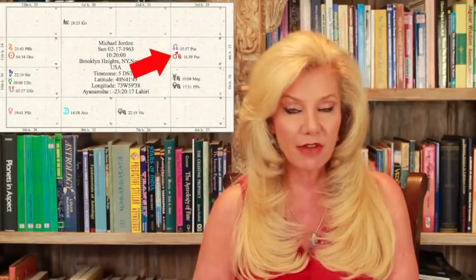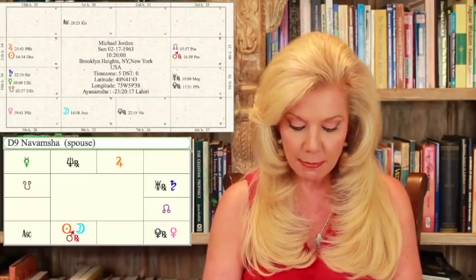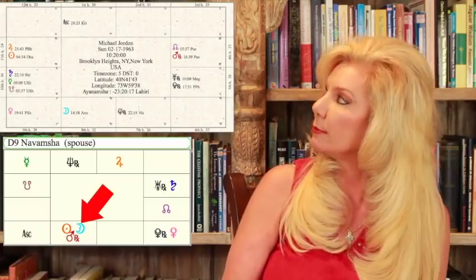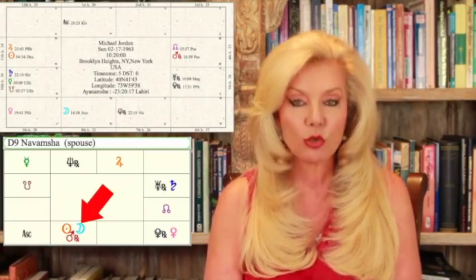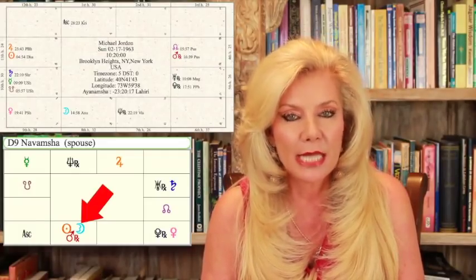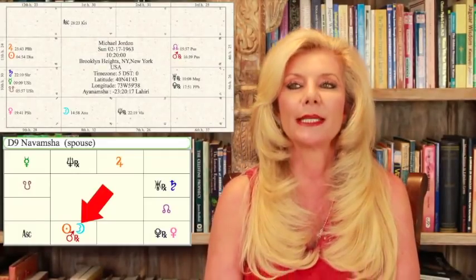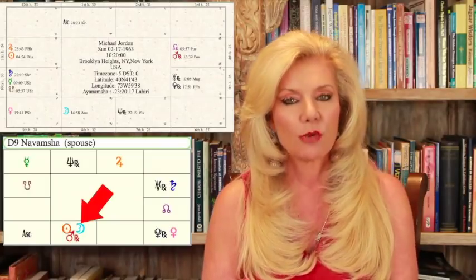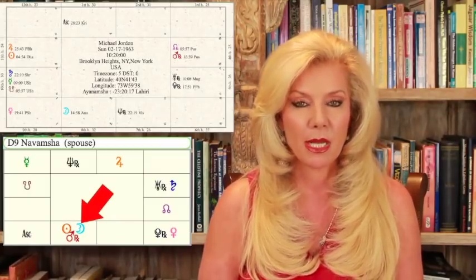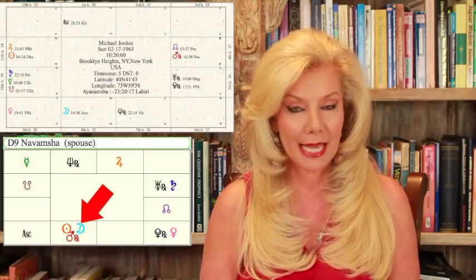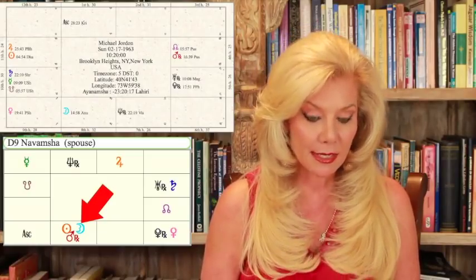Now that's what I would look for any time I see a debilitated planet. I always see if it picks up or loses strength in the Navamsha. So placing Mars in the Navamsha, regardless of what the ascendant is, it goes to Scorpio, its own sign of rulership, making it extraordinarily strong. So there's a prime example of a planet and its placement in the Navamsha.